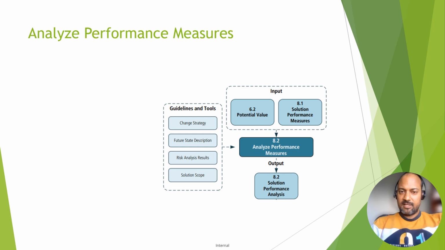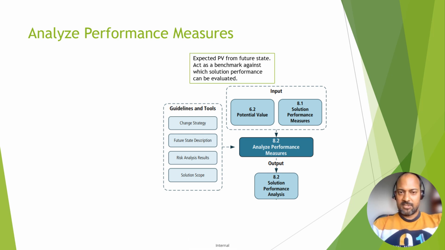Now let's talk about the inputs and the output. Here we get the two major inputs, which are potential value and the solution measure. Why the potential value? It tells about the expected potential value from the future state. Whenever we talk about the future state, then and there we set the baseline, that this is the expected value that we should achieve when we are in the future state. That acts as a benchmark against which solution performance can be evaluated.